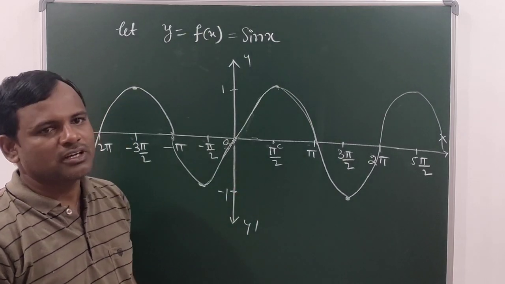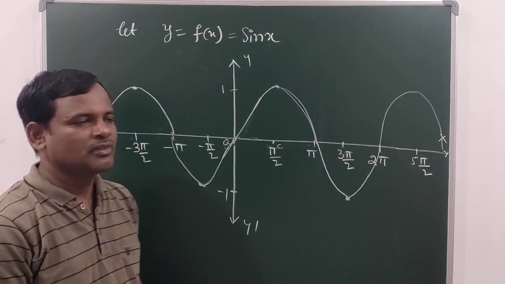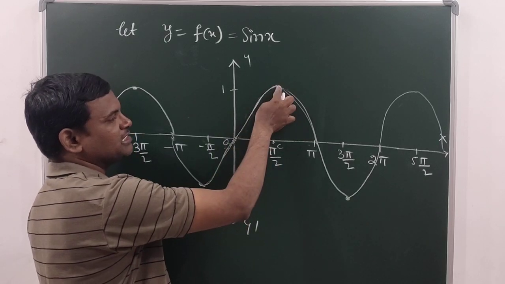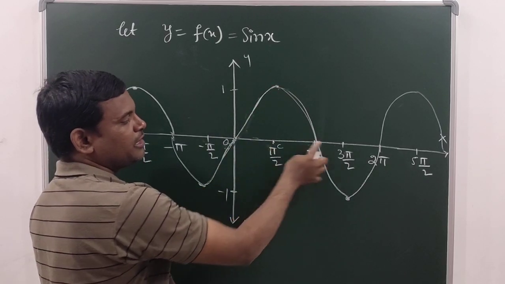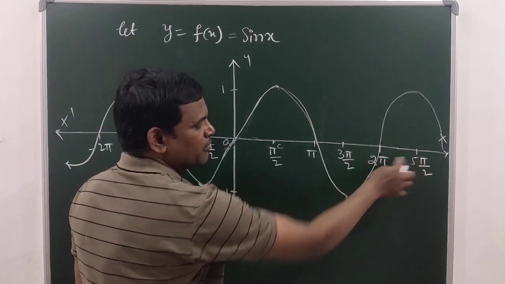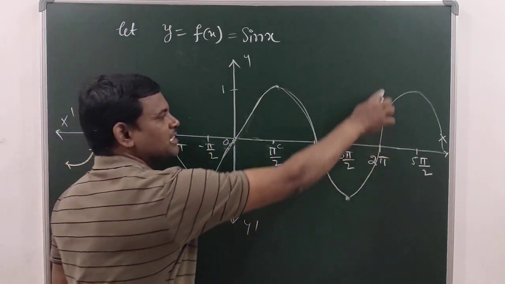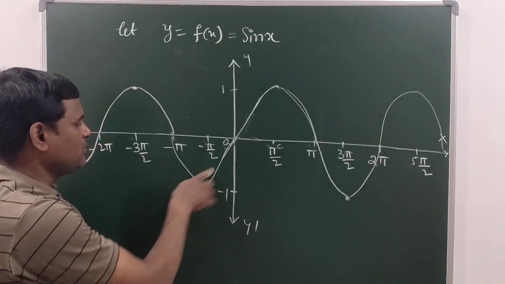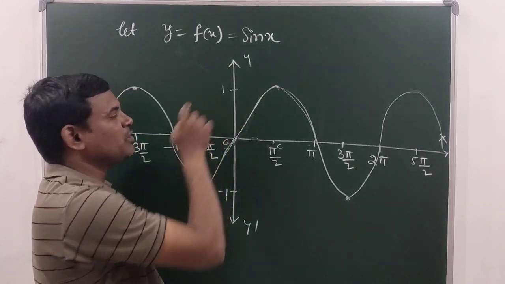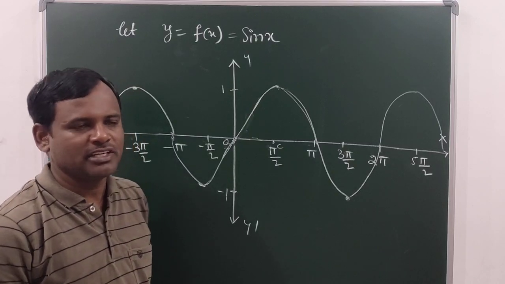So observe this graph, how it is oscillating between minus 1 and 1. It is increasing from minus 90 to 90, strictly increases. Again 90 to 270, strictly decreases. And 270 to 540, strictly increases. Increasing, decreasing, increasing, decreasing. On the left side also. So see how it is oscillating between minus 1 and 1, and it is defined on the entire real number set.